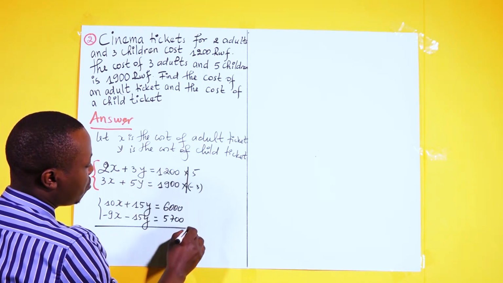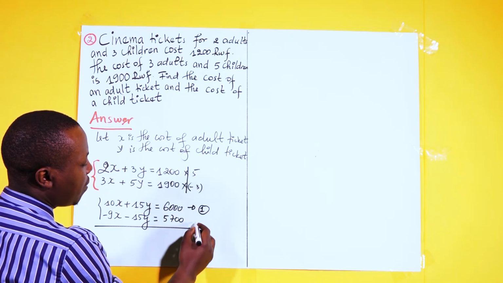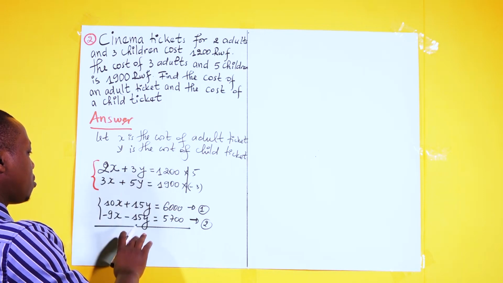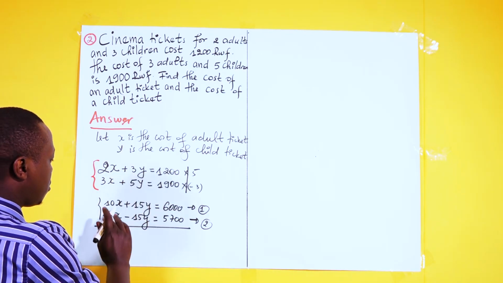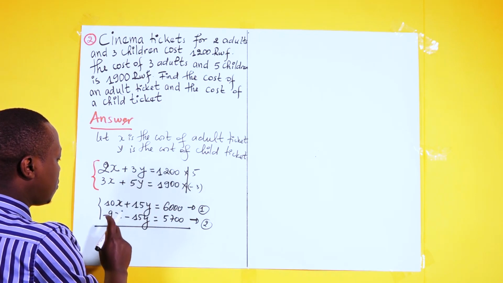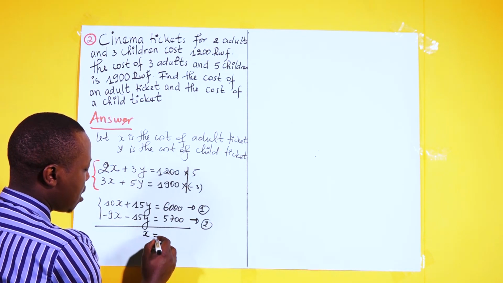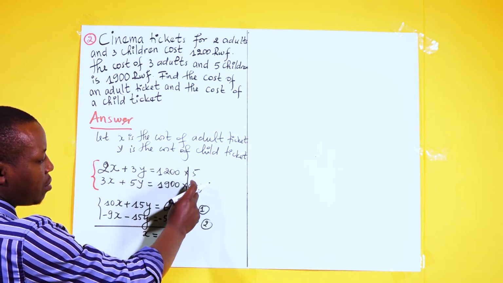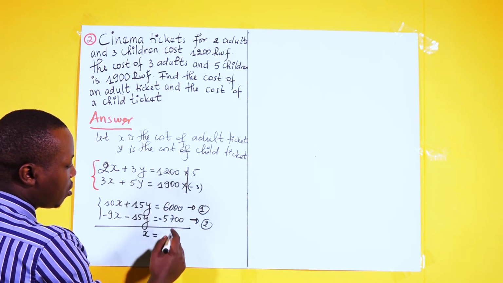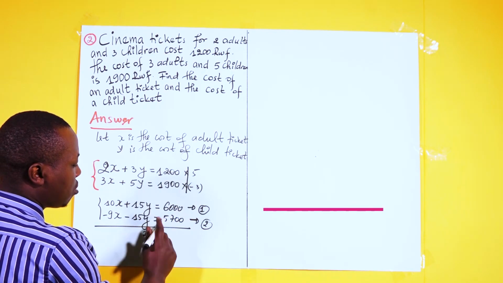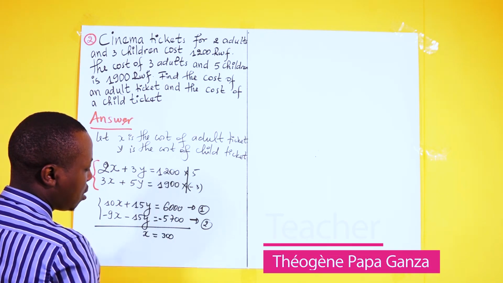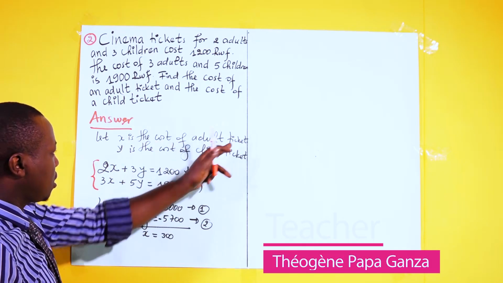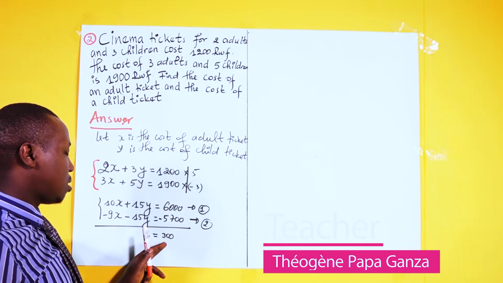How much is that? 5,700. So when we add the first equation to the second, the value of y cancels, then you remain with 10x - 9x, which is x. Here there's a negative because we multiplied by negative. So we remain with 300. X stands for the cost of an adult ticket. It means the cost of an adult ticket is 300.